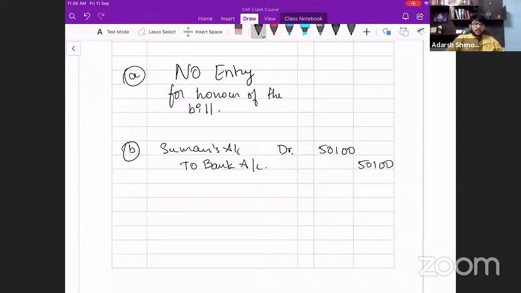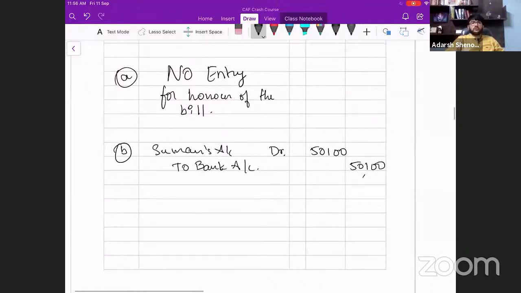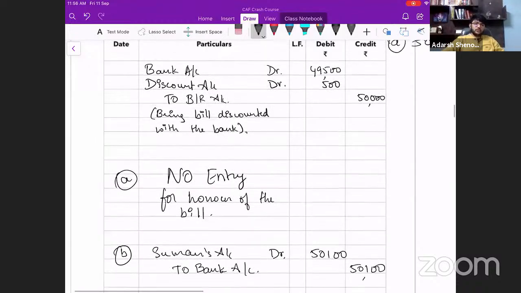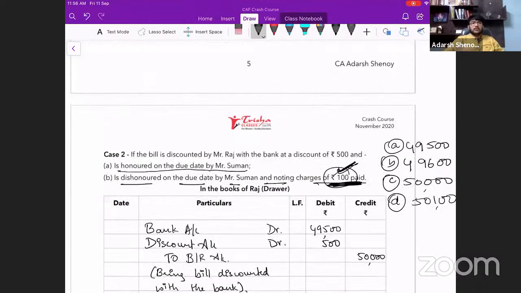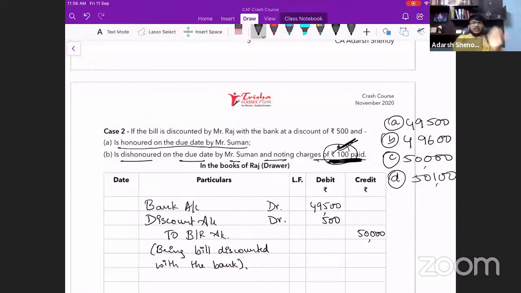Sir, who goes to the notary public? The one who has the bill goes to the notary public, the one who has the physical possession of the bill. In this case, who has the physical possession of the bill? The bank has the physical possession of the bill. Whoever has the physical possession of the bill has to put a seal over that, right?